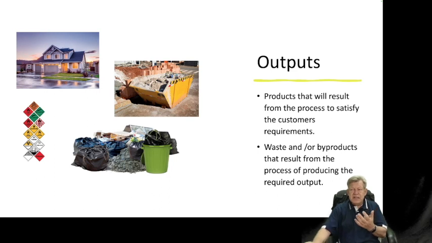Outputs is the product that the customer wanted, but you may also produce waste like building rubble and material, old brick, cement, paper bags, plastic bags, material that you didn't use, and there may even be chemicals that you didn't use, maybe chemicals that were produced in the manufacturing of this product.